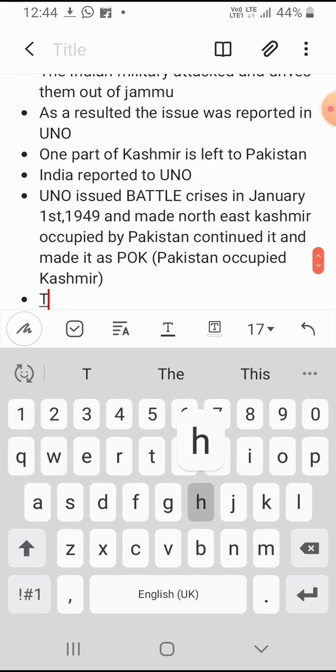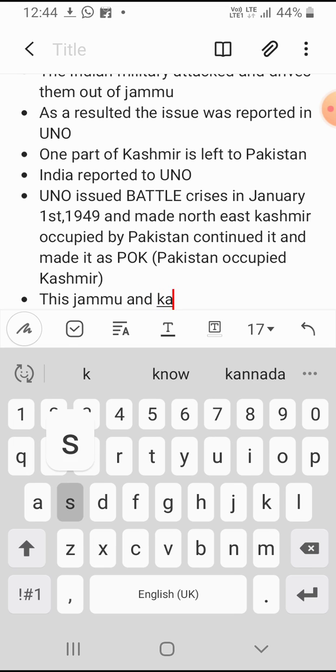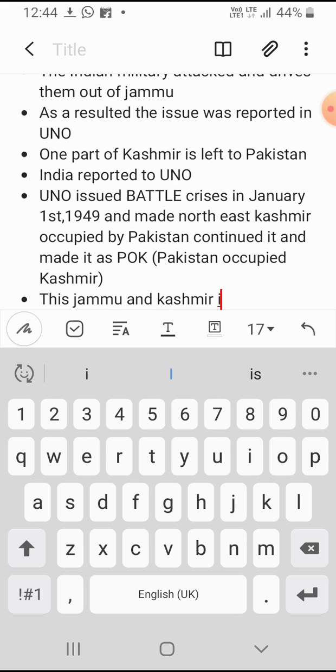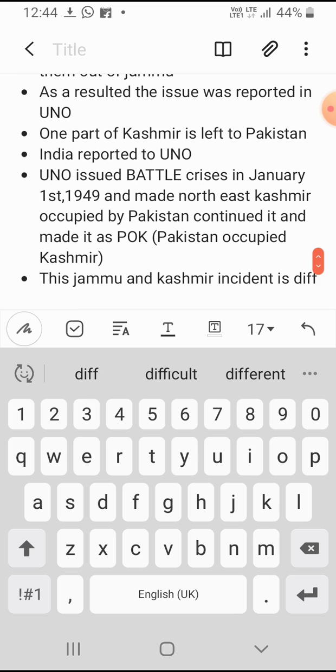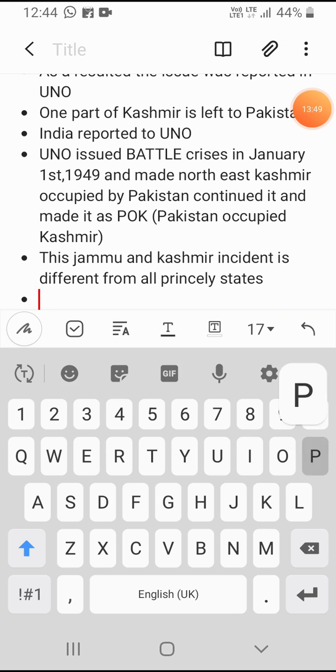So this Jammu and Kashmir incident is different from all princely states. It is different.